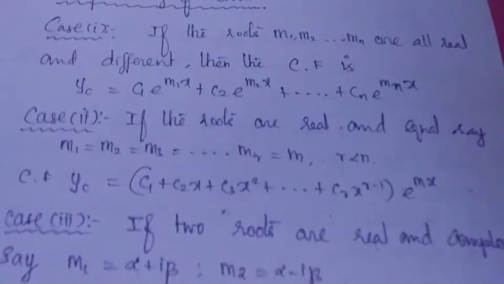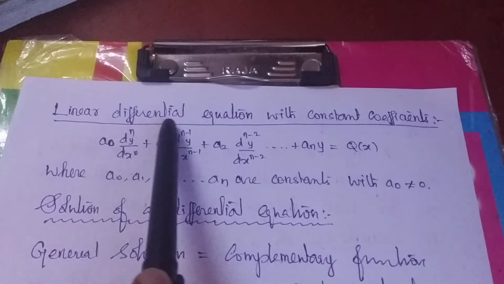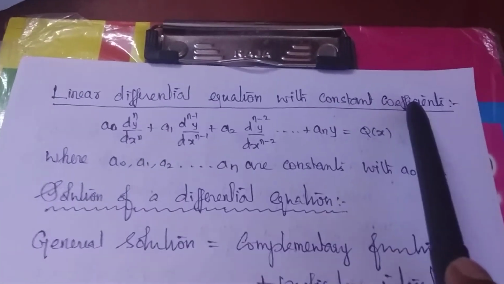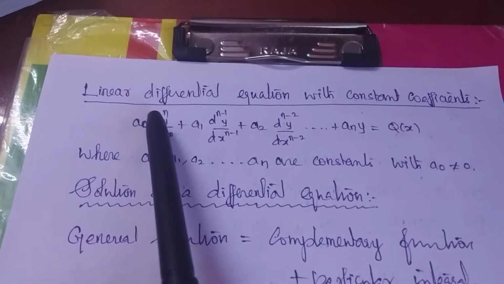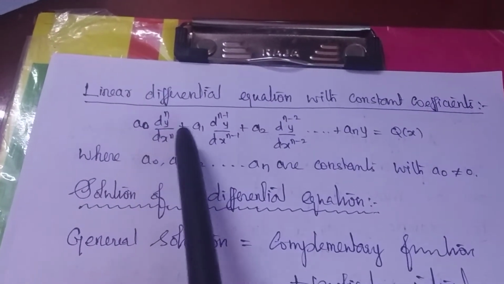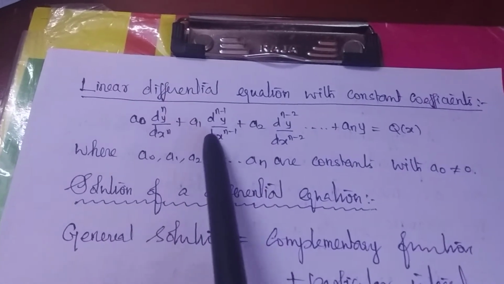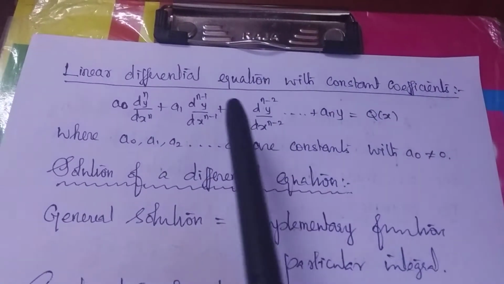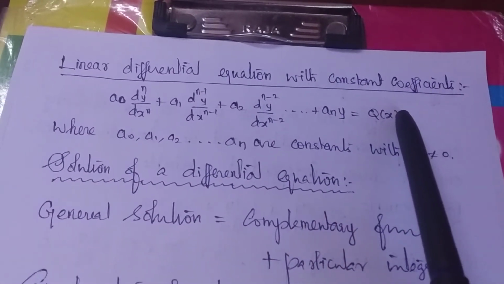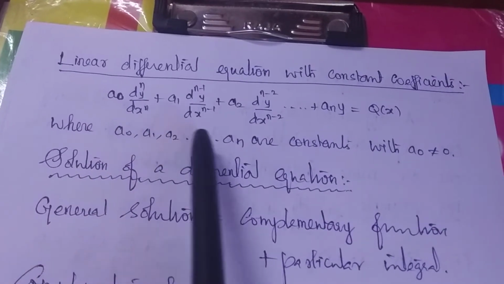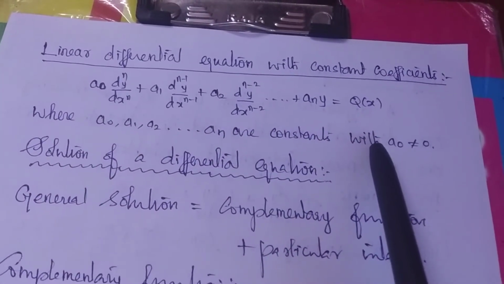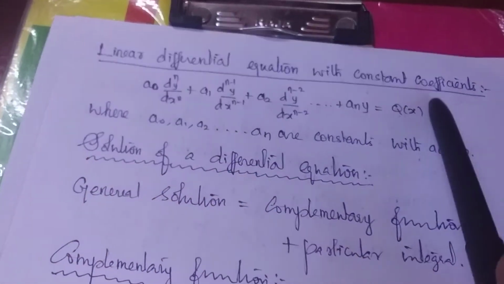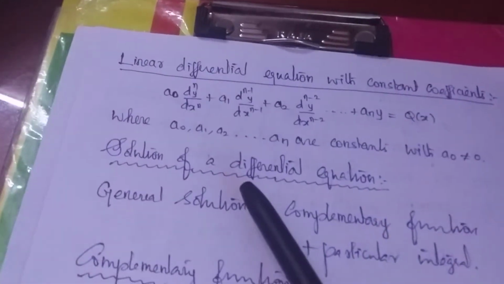Linear differential equation with constant coefficients. a0 d power n y by dx power n plus a1 d power n minus 1 y by dx power n minus 1 and so on, plus an y equal to q of x. Here y with respect to x, where a0, a1, a2, an are constants with a0 not equal to 0. This is a linear differential equation with constant coefficients.